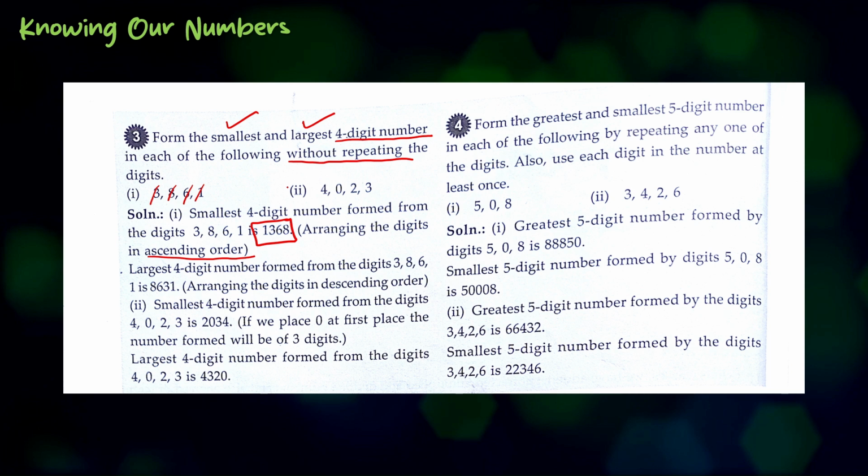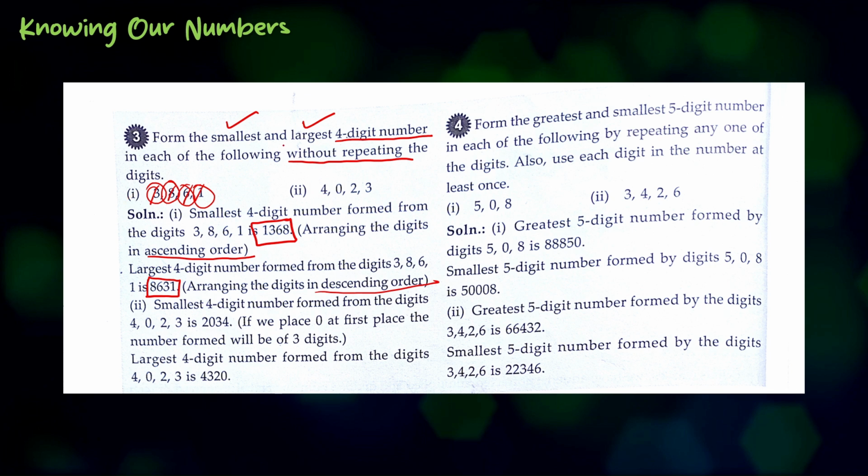Next subdivision, so they have asked smallest and also the largest. So we have found out the smallest, which is ascending. Now let's see the largest 4 digit number. So descending. So in this, descending is number 8, and then comes number 6. So 8 6, and comes 3 and then 1. So 8631. Okay, this is in descending order. So this is the answer for sub question 1, and then sub question 2.